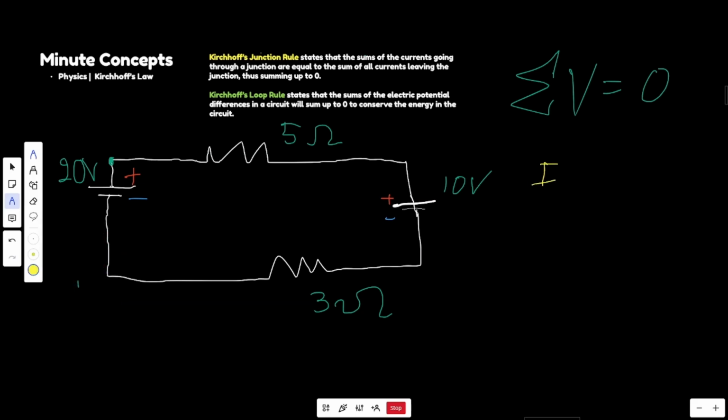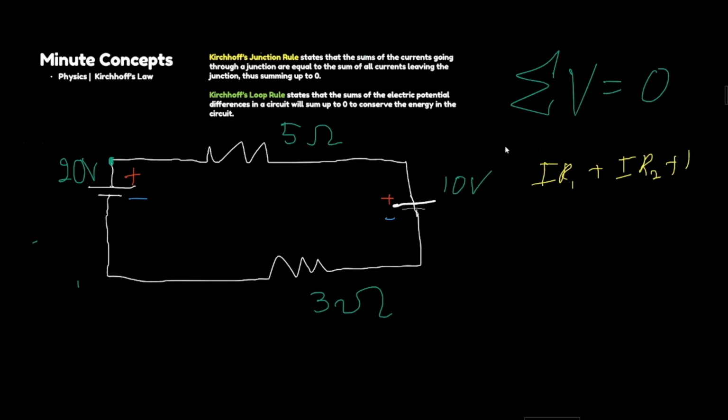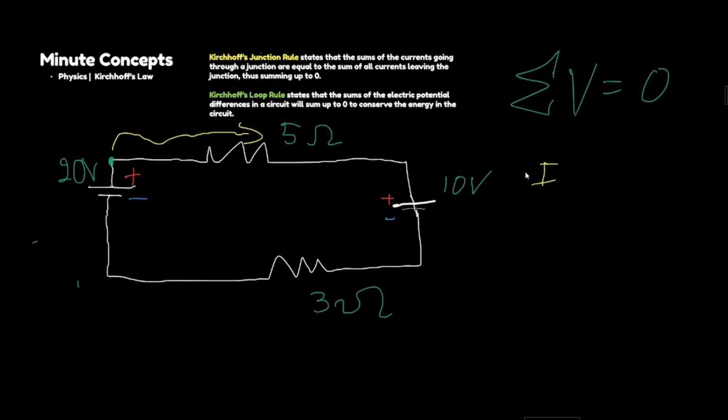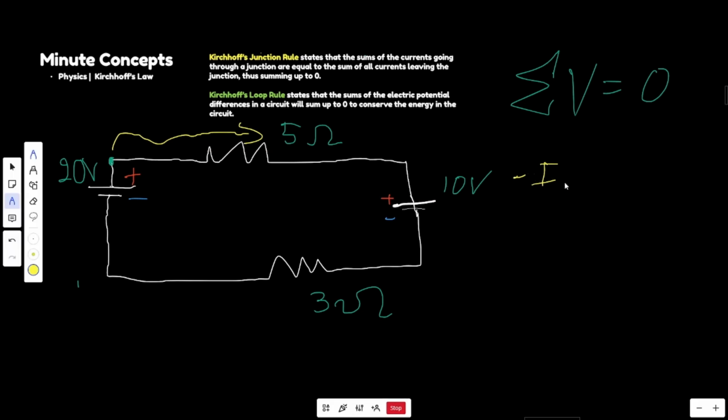So IR1 plus IR2 plus IR3 is going to be 0. And that's so on and so forth for however many resistors we have. So in this case, we don't know what I is, but we know what R is. And we're going in the negative direction, negative in terms of potential difference. So we're going to assign a negative sign here.